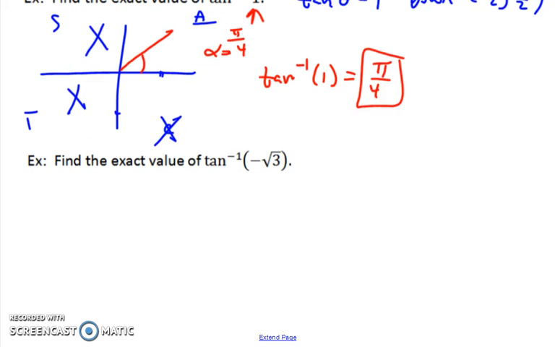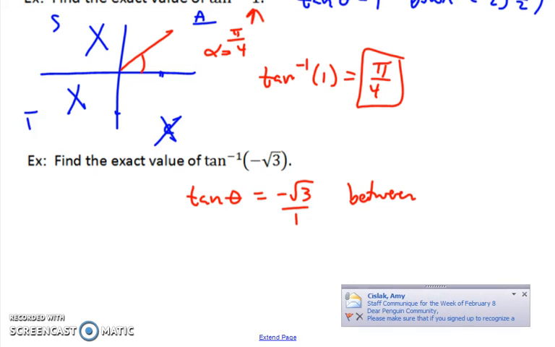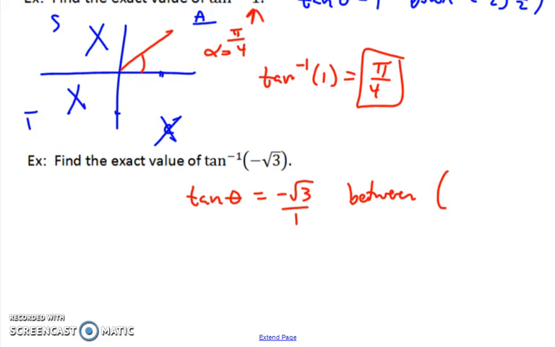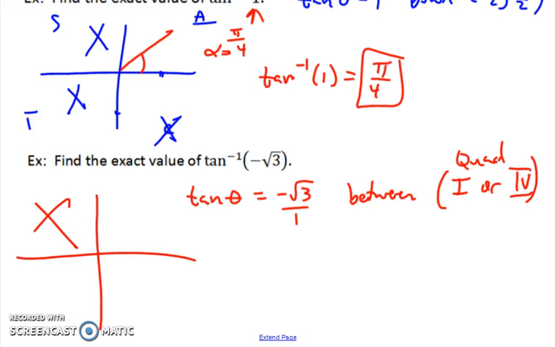Find the exact value of the arctangent of negative root 3. So I'm asking myself the question, tangent of what angle gives me a negative root 3? You can think about that as negative root 3 to 1. But it's got to be somewhere between negative pi over 2 and positive pi over 2, also known as in quadrant 1 or in quadrant number 4 are our only options. So this one's out and this one's out.